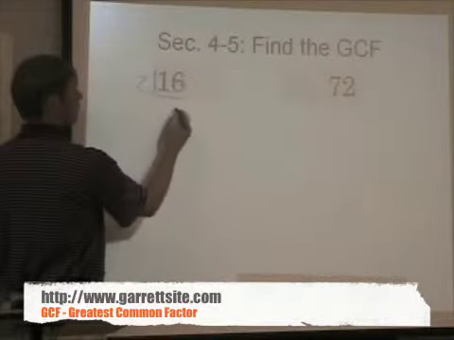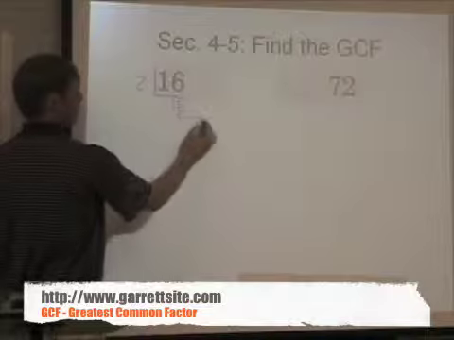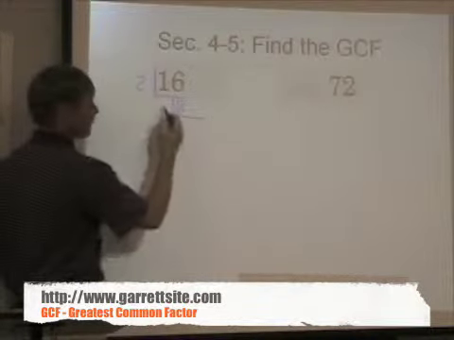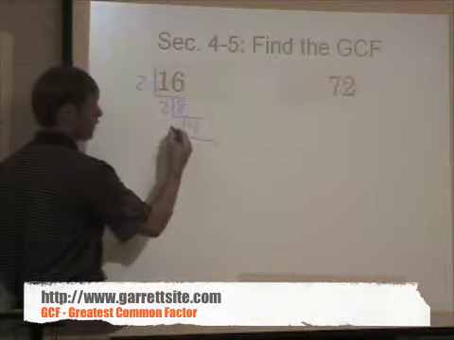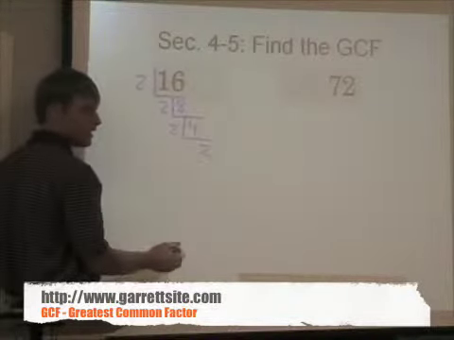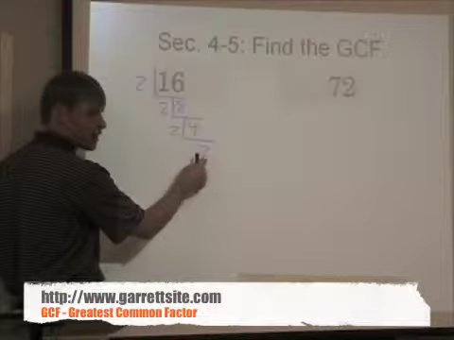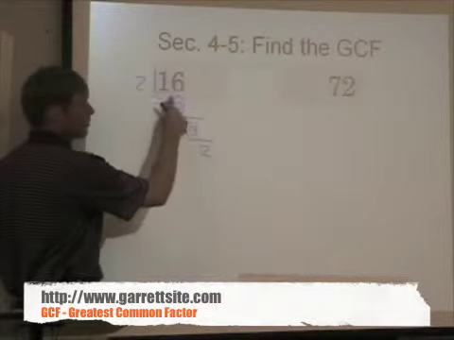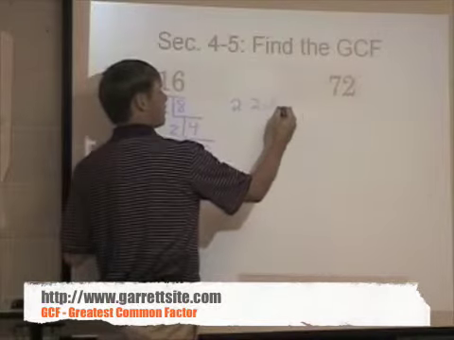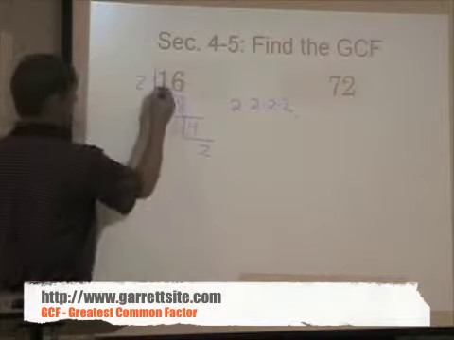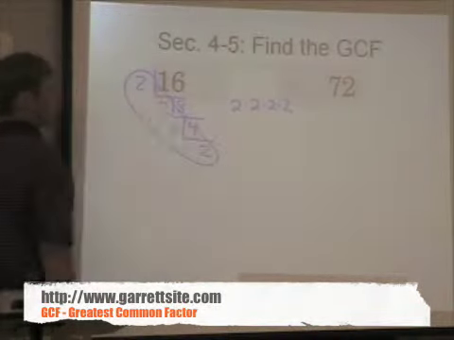2 goes into 16 8 times. Since 8 is even, 2 goes into 8 4 times. Since 4 is even, 2 goes into 4 2 times. Now, when this is a prime number, you stop. So your factors of 16 are 2 times 2 times 2 times 2, which I got from right there.